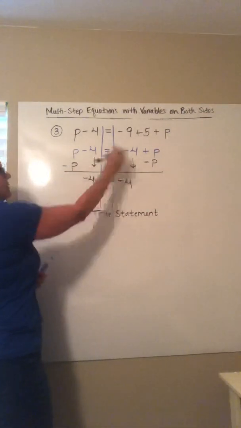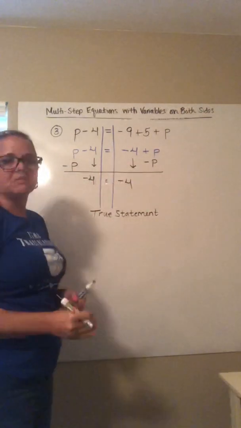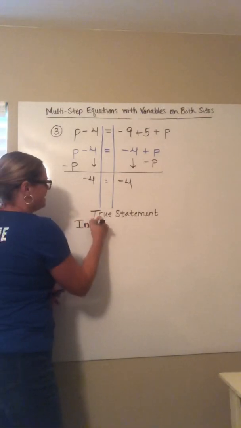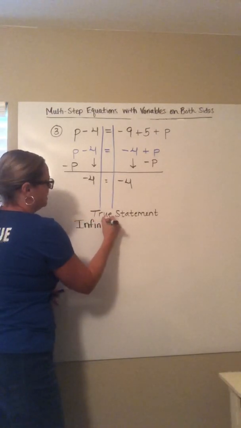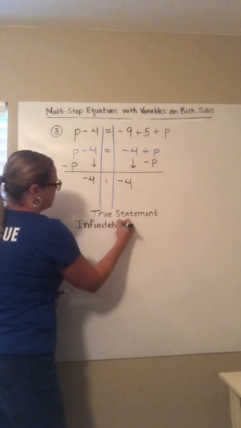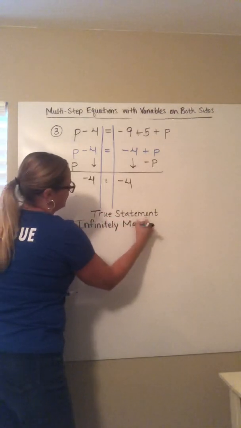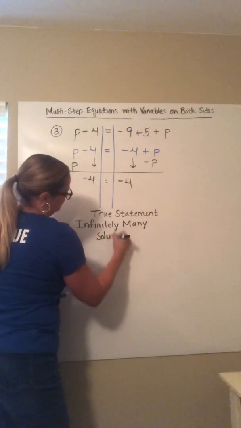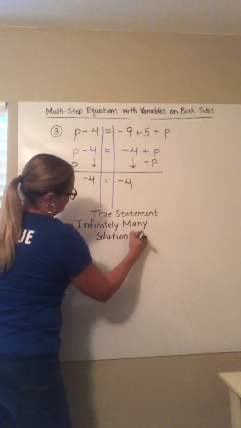If, when your variables eliminate, you are left with a true statement, it means that there are infinitely many solutions to this problem. Take the time, please, to spell that word infinitely right, and let's talk about what that means.